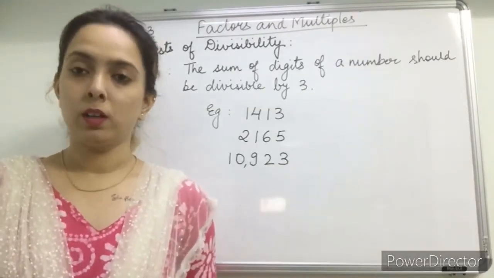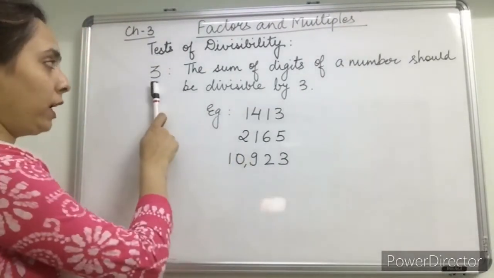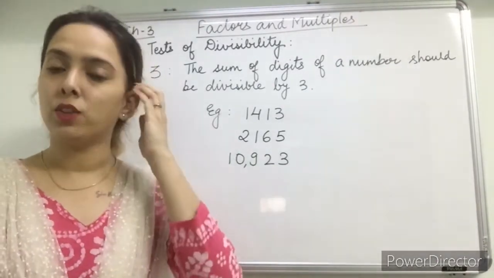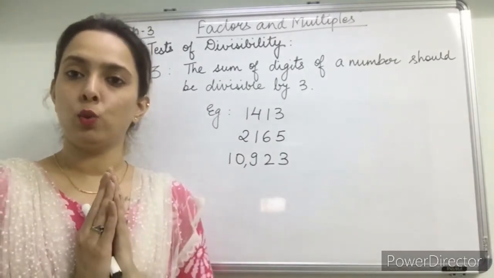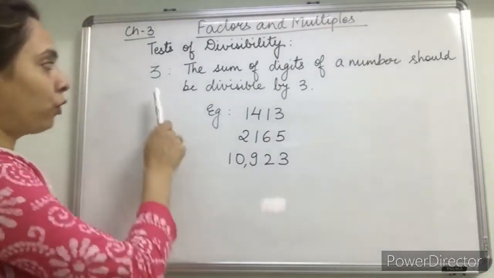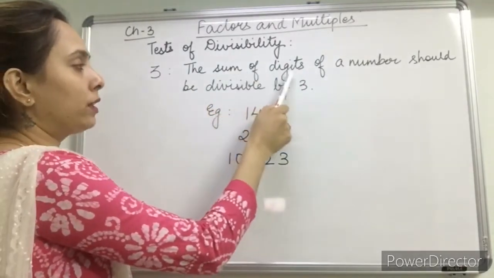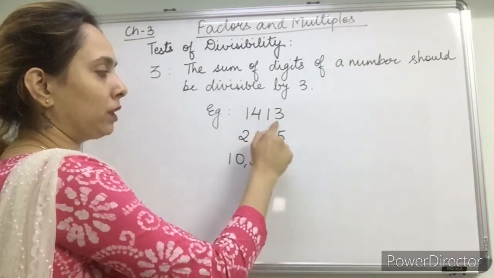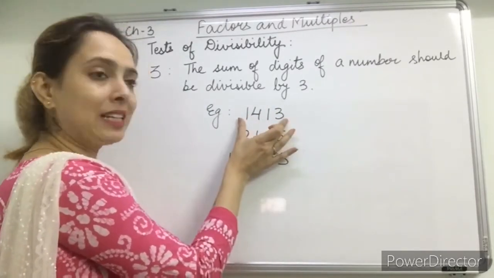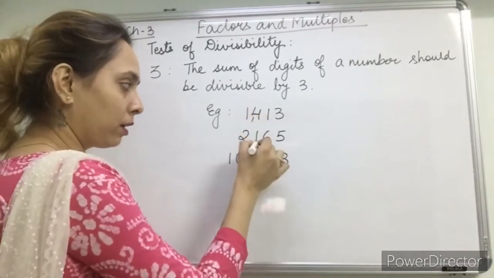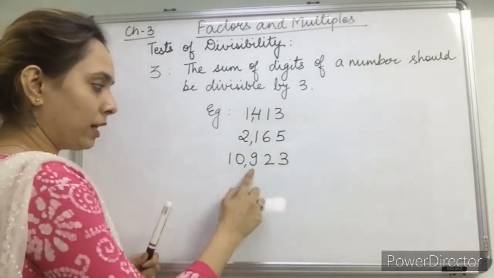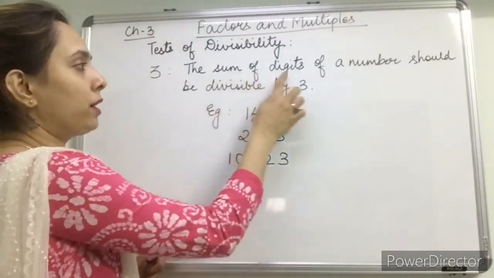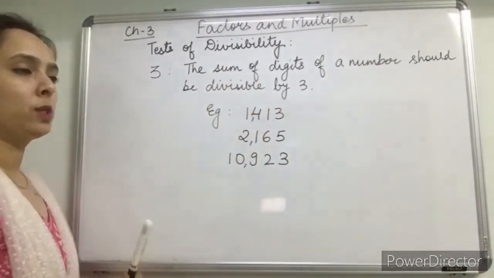Next, rule number 2, which is for 3. How can we find out whether the number is divisible by 3 or not? We are done with the rule for 2. Now the rule for 3 is the sum of digits. The sum of digits means 1 plus 4 plus 1 plus 3. These are all digits, and this complete thing is a number. So the sum of digits of a number should be divisible by 3.